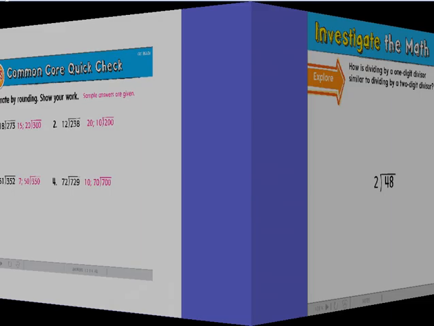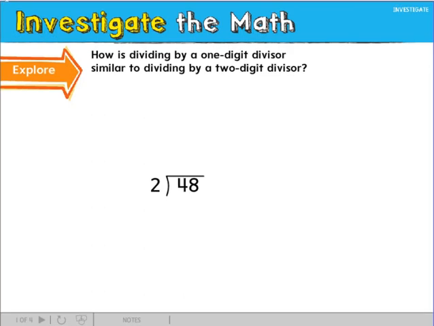Okay. They want us to know how dividing by a one-digit divisor is similar to dividing by a two-digit divisor. Well, if we go through here and we say, okay, 2 divided by 4 is 2, and that's 4. We still have to subtract and then bring down the next number. 24. So that's 8, right? And that's 0. So do you see how I have to go to each digit and bring them down.